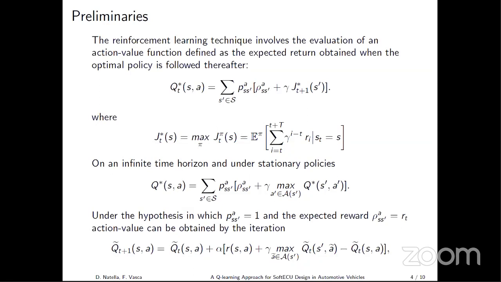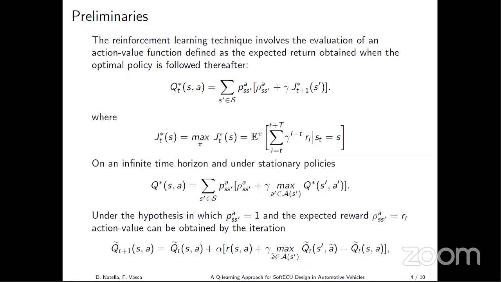The control policy pi of S, A is defined as the probability to take the action A given a state S. The reinforcement learning technique involves the evaluation of a value function in order to estimate how good it is to perform an action A of S. Generally speaking, the value function J under a policy pi can be formulated as the expected return in the future time interval when starting from a state S and following the policy pi. Then the optimal policy at the time t from the state S t is the policy corresponding to the largest value function, as mentioned in the slide as J star.